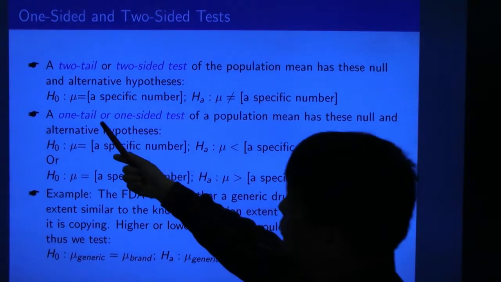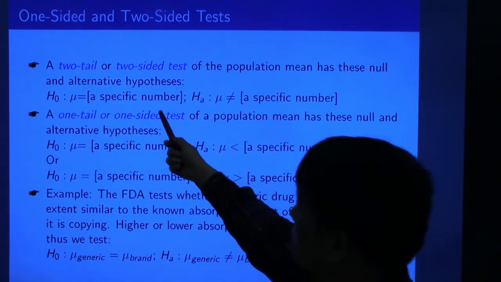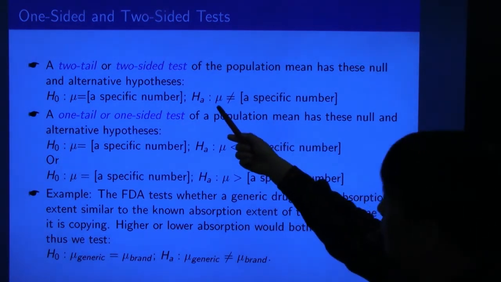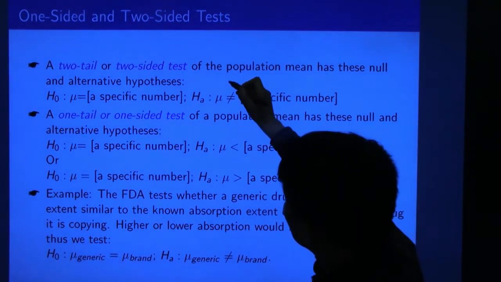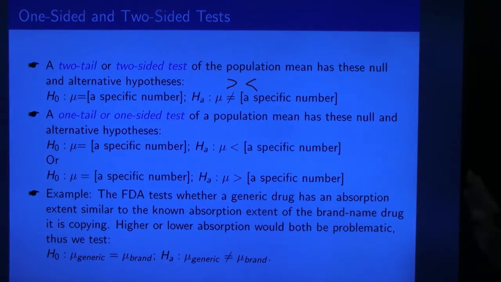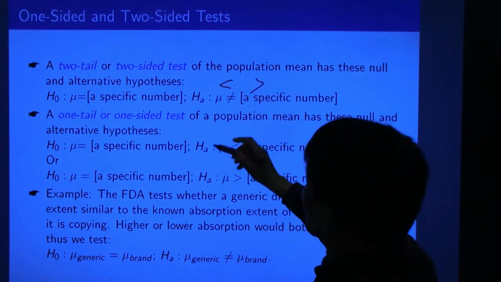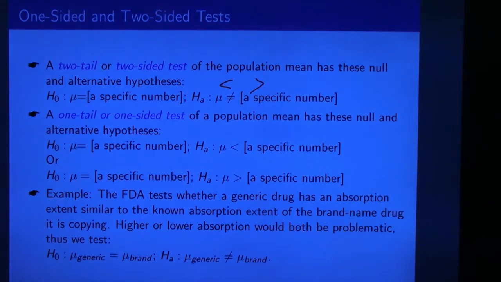So in this example, H0: mu must be a specific number, and HA is not equal to. That means it can be less than or can be greater than. Right? So that's two-sided. Less than this and greater than this. So two-sided: the left-hand side and the right-hand side. So this is called a two-tailed or two-sided test.